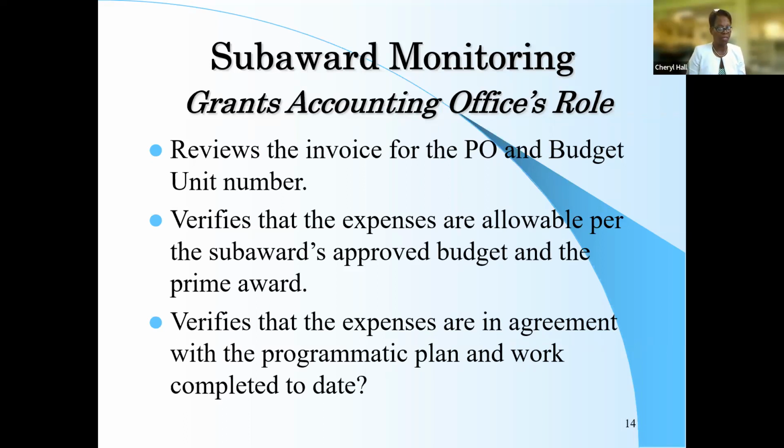Now, I use the example where they're paying too much. They may be invoicing too much. Well, you might have a situation where they're not invoicing enough. So you want to look at where they are in their scope of work. Maybe they're a little behind and you want to contact them and see why they're behind. But things of that nature, that's what the Grants Accounting Office will let sponsored programs know, let the PI know, and we'll get on the same page and see what's going on.